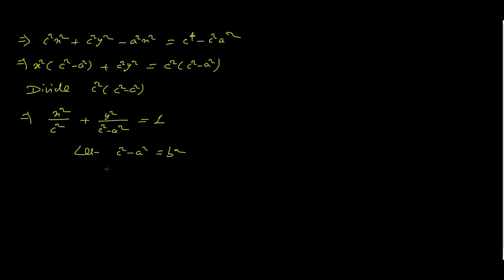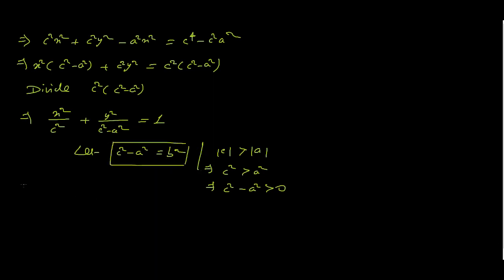Why? Because it is given mod a is less than mod c, which implies we can write c square greater than a square. So here we can conclude c square minus a square is greater than 0. So that's why I have assumed a positive number b square. Now the above equation can be written as x square by c square plus y square by b square is equal to 1.